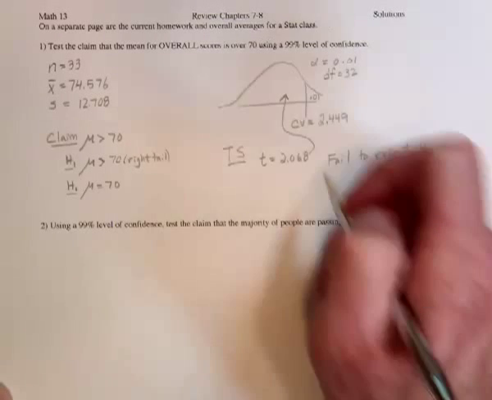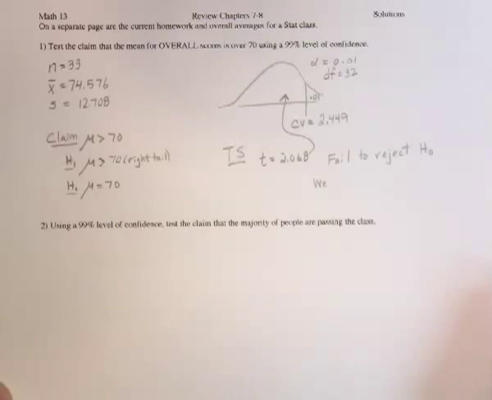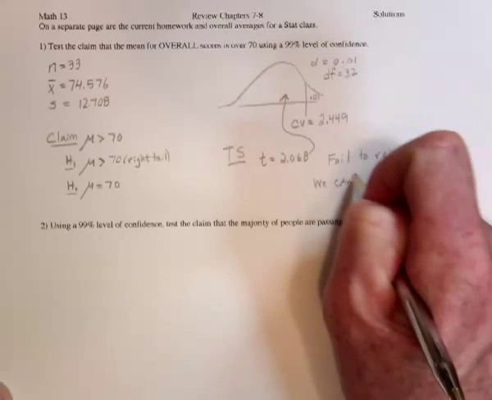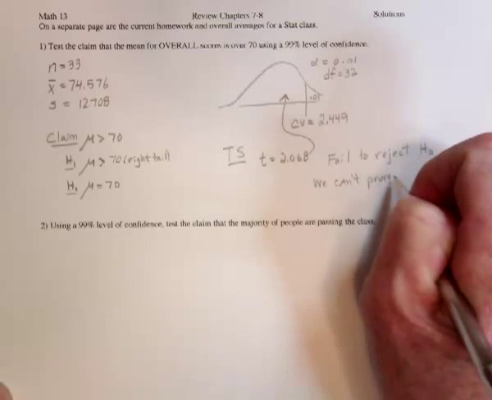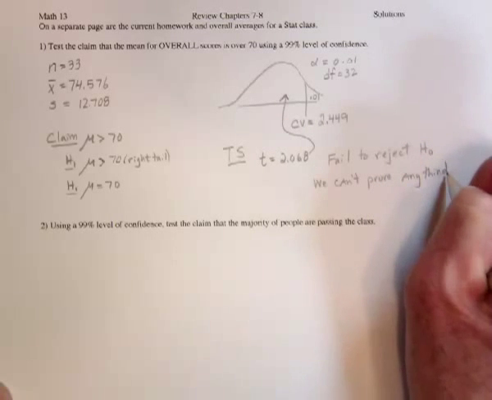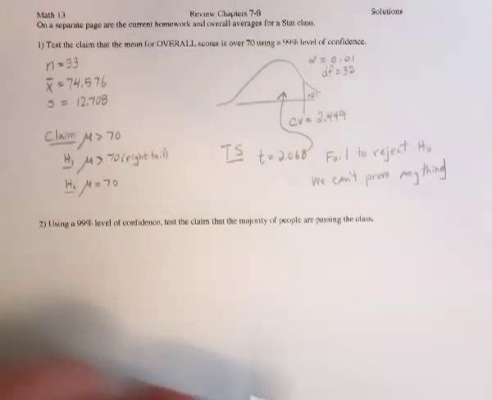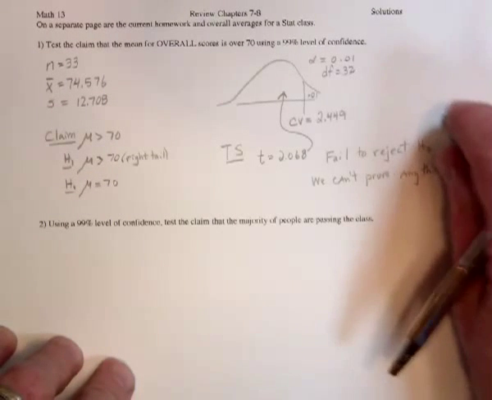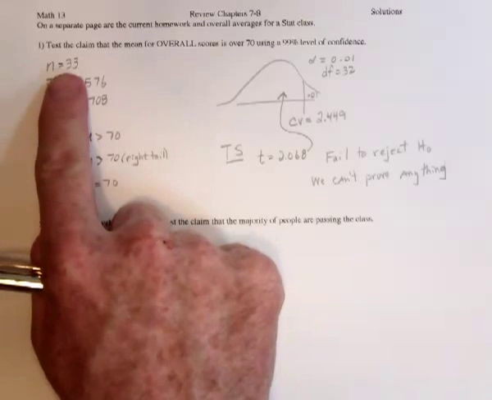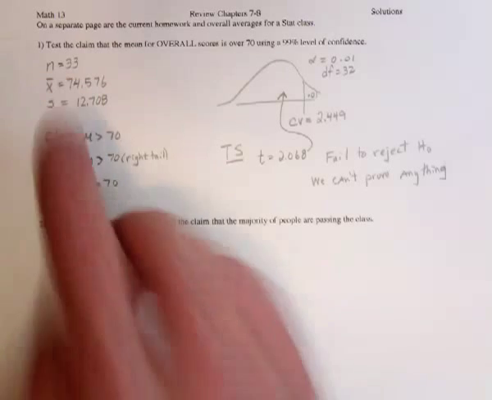And then for the next part, you can say there's insufficient evidence, or we cannot prove anything. And then you can go on to say due to a lack of data or something like that. But that's what this one is. If we just had more data, we would be able to prove it.